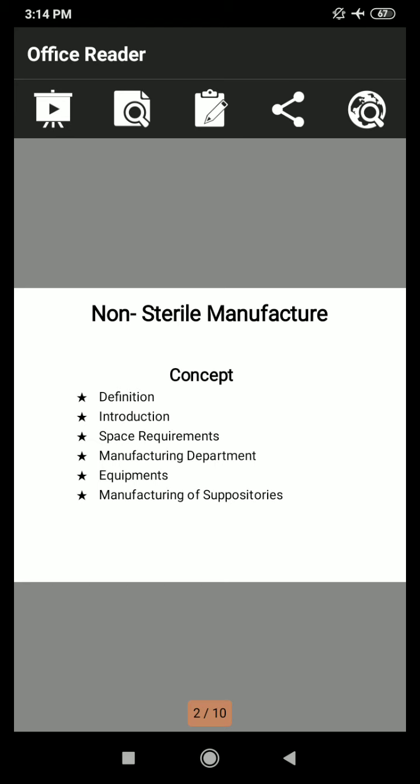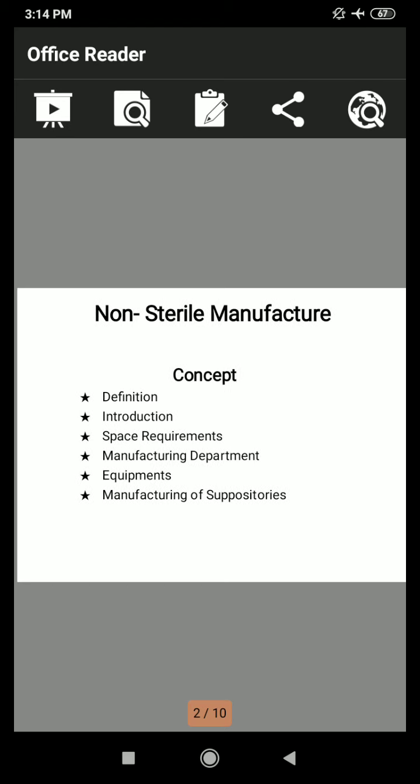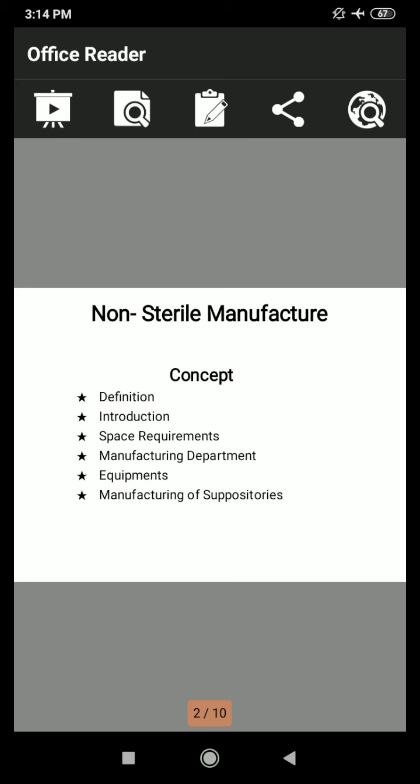What is the definition of non-sterile manufacture? Non-sterile manufacture is concerned with fabrication of dosage forms except parenterals, which is carried out according to the standard layout laid down under Schedule N and M of the Drug and Cosmetic Act 1945. This is the definition of non-sterile manufacture.